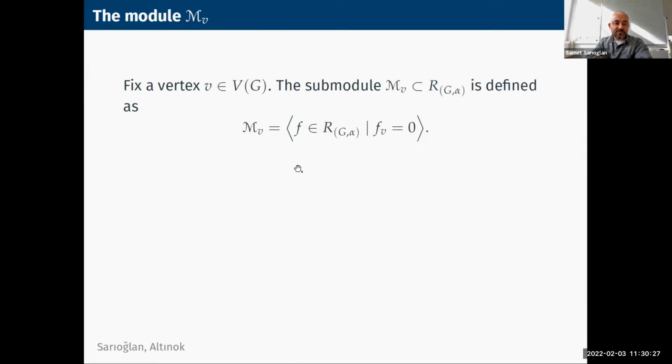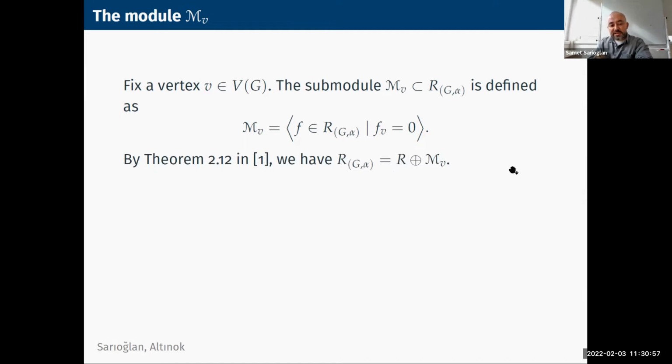If we fix a vertex V, the submodule MV is defined as the generalized splines such that the component on the vertex V is 0. We call this submodule MV. By a theorem of Gilbert, Tymoczko and others, we have that RG alpha is the direct sum of R, the base ring, and the submodule MV. We can just know this equality.